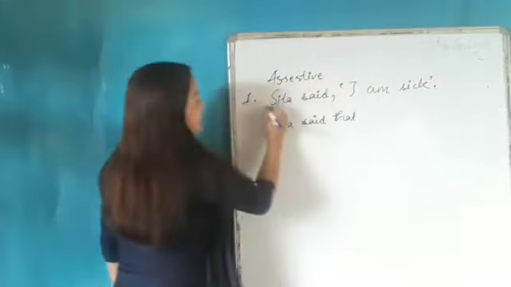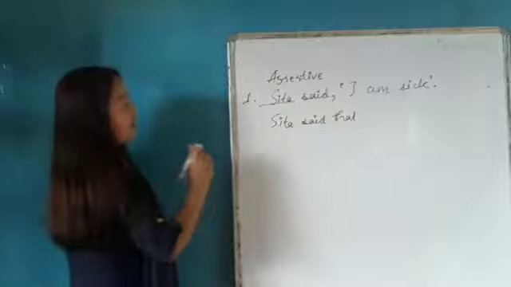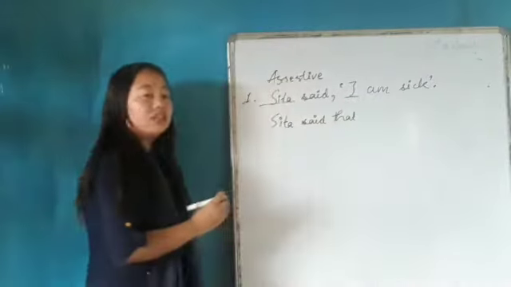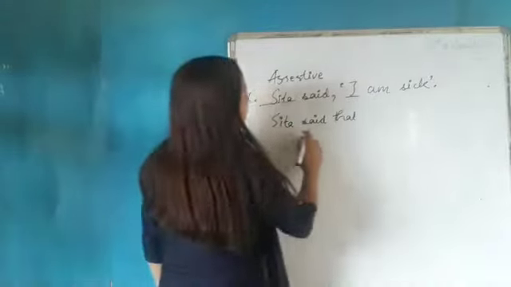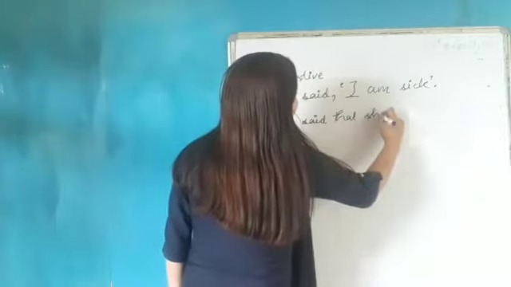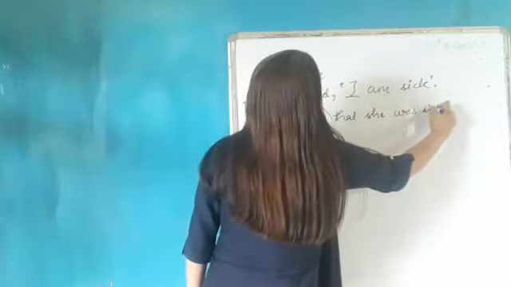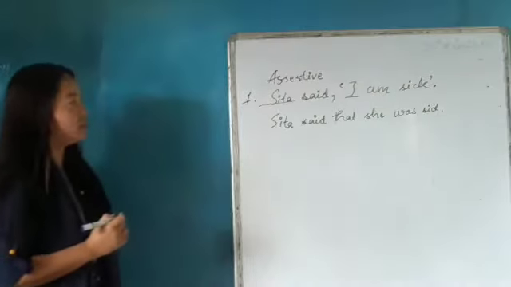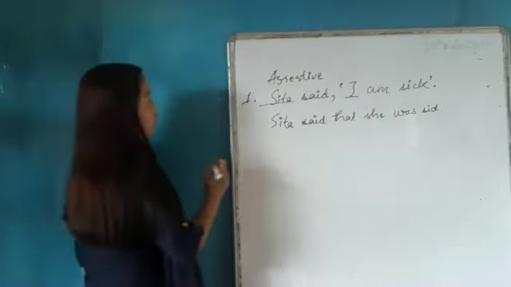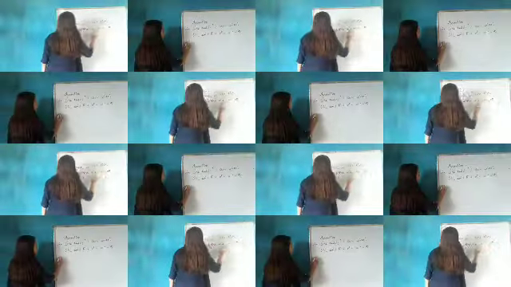As we know, Sita is a girl, and in place of I, we will be writing the pronoun she. Sita said that she was sick, where am becomes was. So this is for the assertive sentence. Now, another example as well.